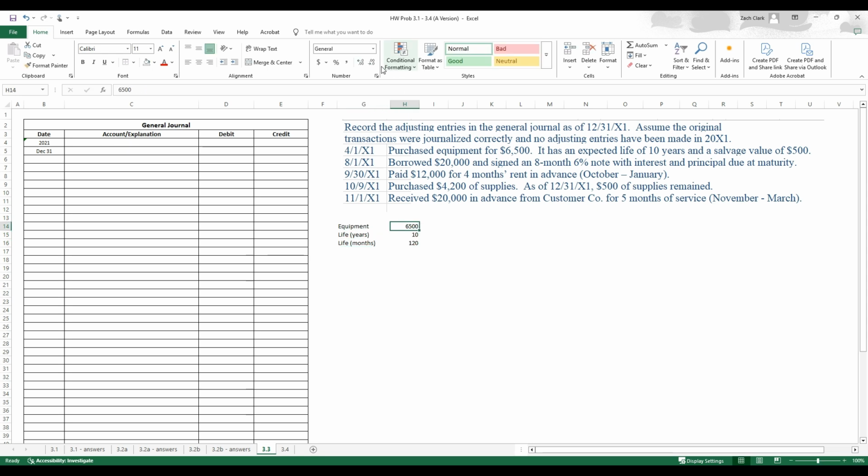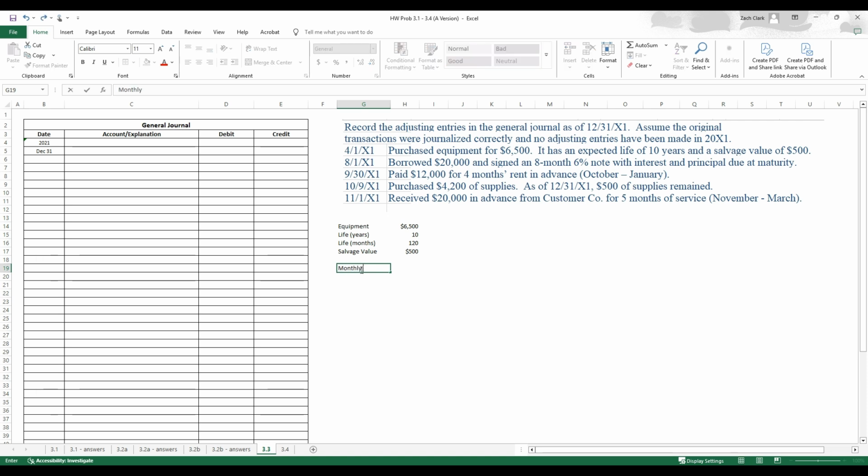I'll do this with the currency format just so we can differentiate between dollars and months or whatever else that's not dollars. Okay, and then a salvage value of $500. I'm going to use my format painter. Oh, it's the wrong cell. $500. Okay, so I think that's everything we need.